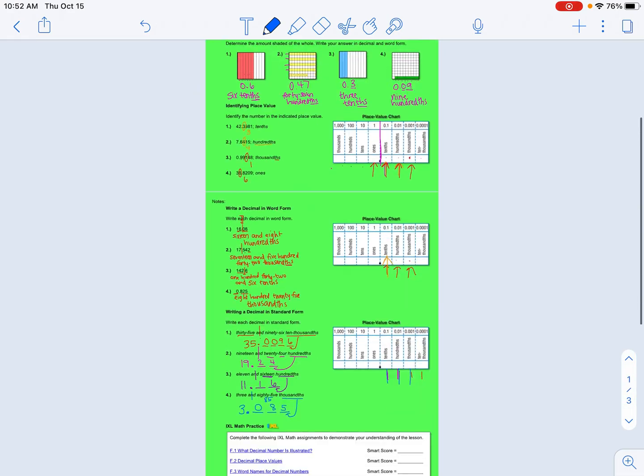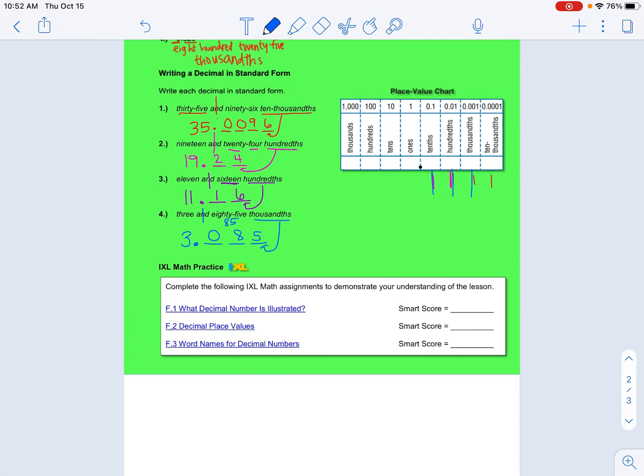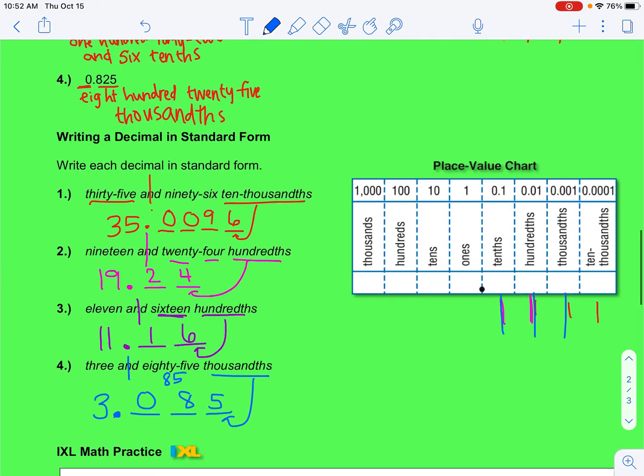Alright, so that is lesson 1.1. You have quite a few IXLs to do for this lesson. You have F1, F2, and F3 all under the 6th grade skills. And then you also have a 2.1 worksheet to do. Please let me know if you have any questions.